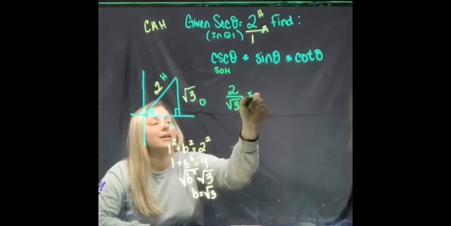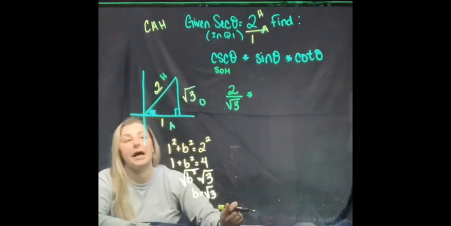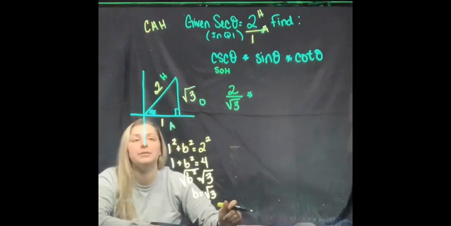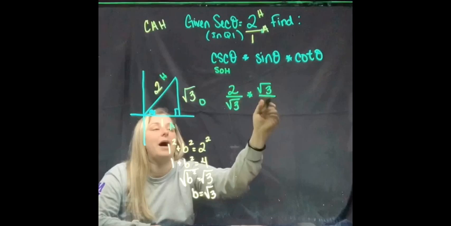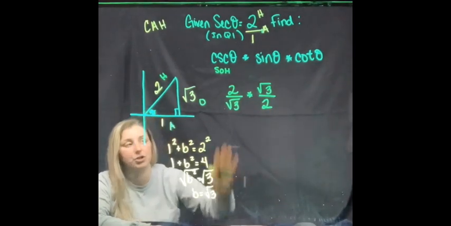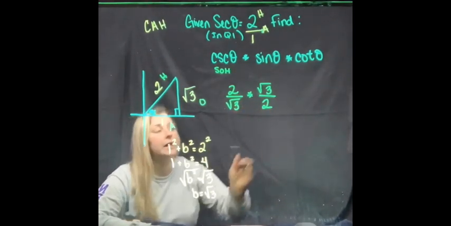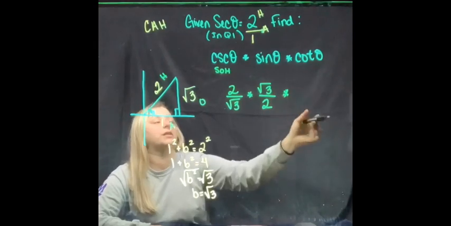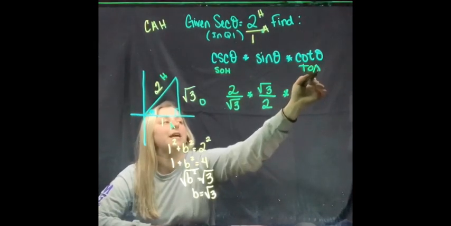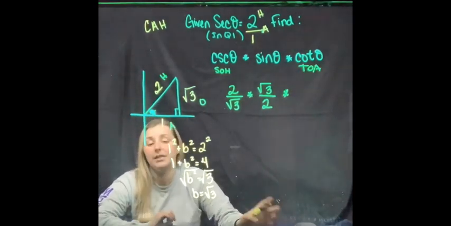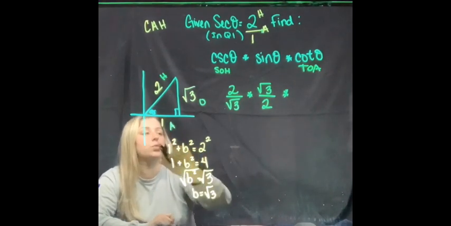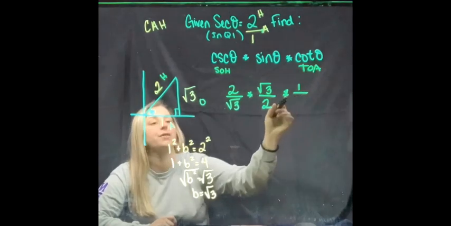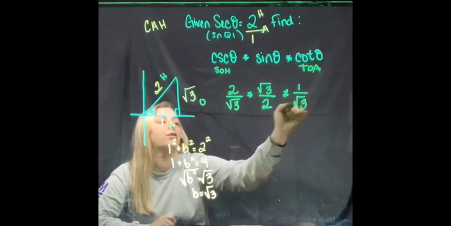We've then got that times the sine. Well, sine, remember, is SOH, so that's opposite over hypotenuse. The opposite there is rad 3 over the hypotenuse, which is 2. So you should notice something happening over here already. And then we're multiplying it by the cotangent. Now, the cotangent, remember, is the reciprocal of tan. So that's TOA, but instead of O over A, it's A over O. So the adjacent piece here is 1 over the opposite, which is rad 3.